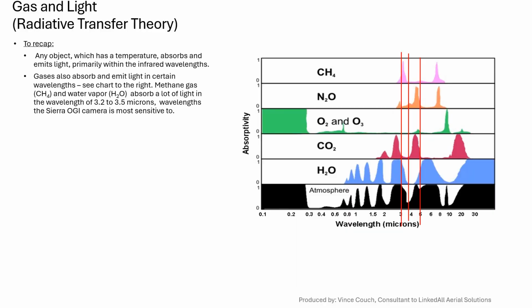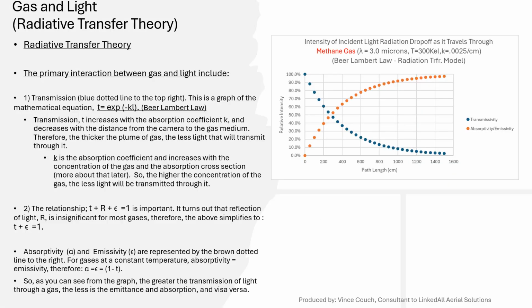Okay, to recap, any object which has a temperature absorbs and emits light primarily within the infrared wavelengths. Gases also absorb and emit light in certain wavelengths. Methane gas, CH4 here, emits and absorbs strongly in this 3 to 3.5 range, as well as water vapor, right? That's going to be the primary constituent in the atmosphere that's absorbing and emitting light. Radiative transfer theory: the primary interaction between gas and light includes transmission of light through a medium.